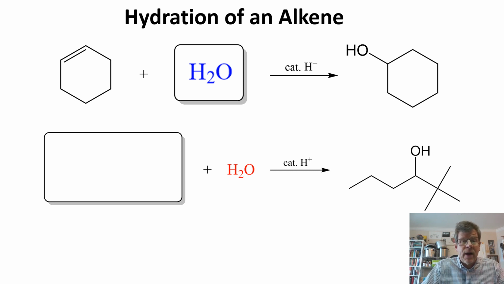The example on the bottom, we have something plus water under catalytic acidic conditions going to that particular alcohol product, which we see over on the right. Again, we'd be able to analyze this and say unequivocally, this must be a hydration of an alkene because we have an alcohol product. Water is indeed the reagent under catalytic acidic conditions. It all adds up to that.